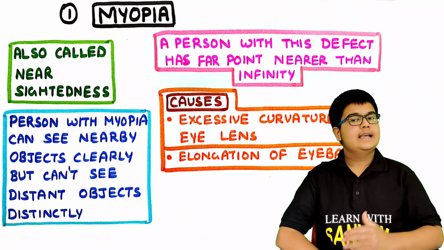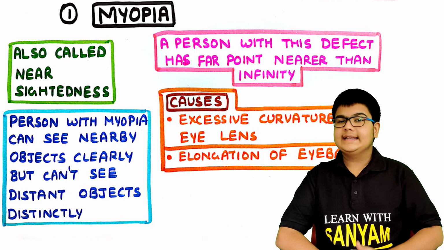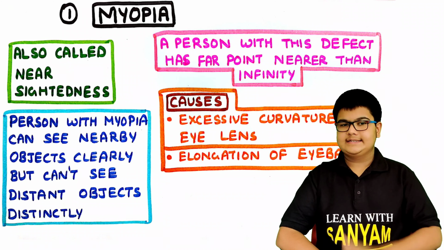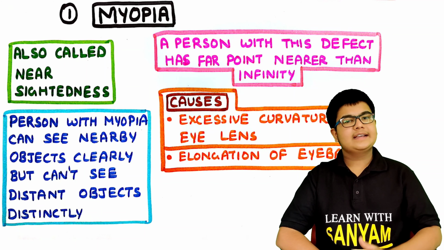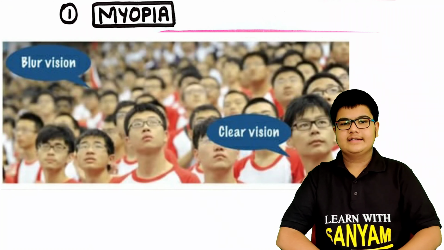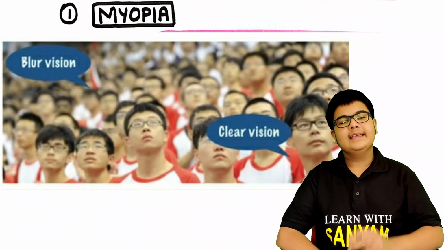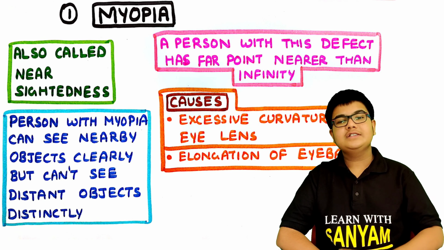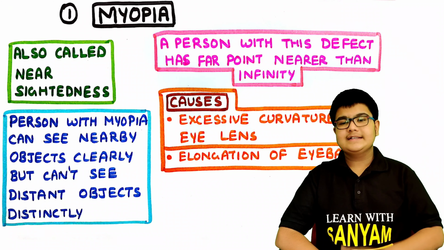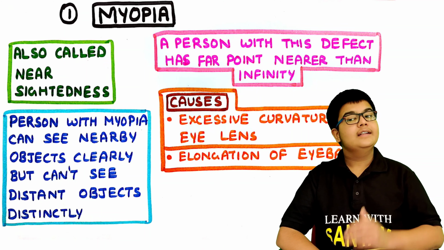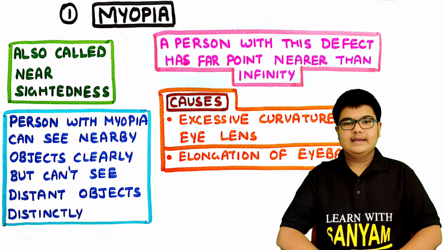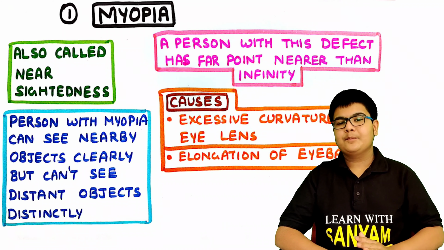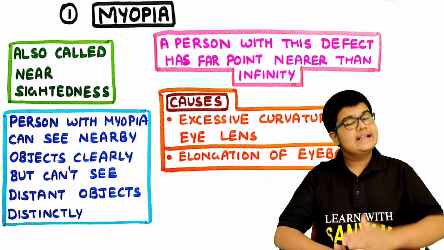First, let's discuss myopia. It is also known as nearsightedness. A person with myopia can see nearby objects clearly but cannot see distant objects distinctly. A person with this defect has the far point nearer than infinity. The normal far point is infinity, but a person with myopia has the far point nearer than infinity, due to which he cannot see distant objects.